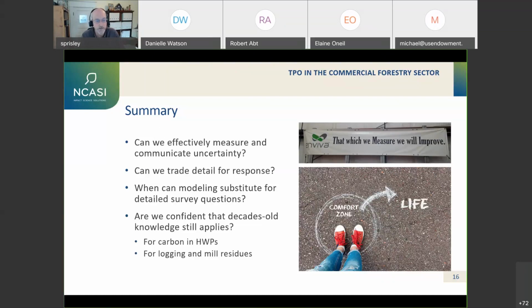Can we trade detail for response? We've been talking about that. When can we use modeling? For example, modeling sourcing of wood based on procurement radius given a mill's production and type. And finally, are we confident that these decades-old factors and knowledge in these models for carbon storage and harvested wood products and quantities of logging and mill residues are still applicable and still appropriate?